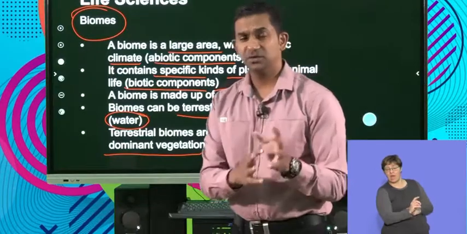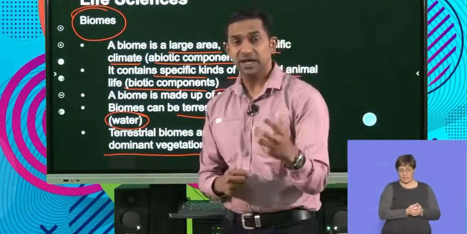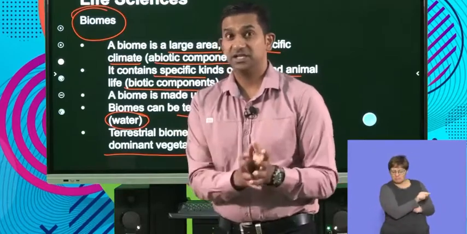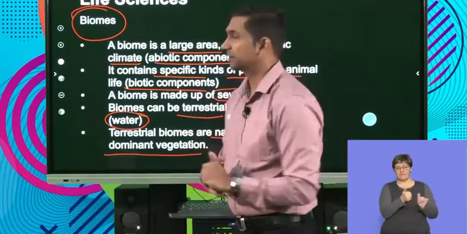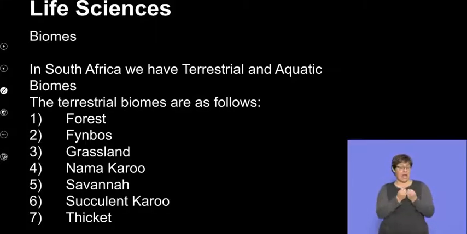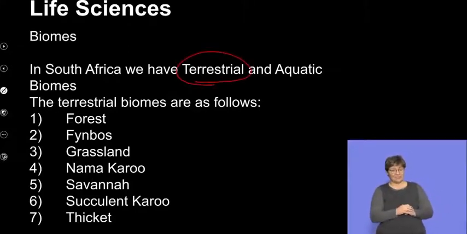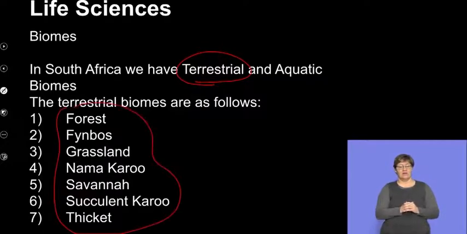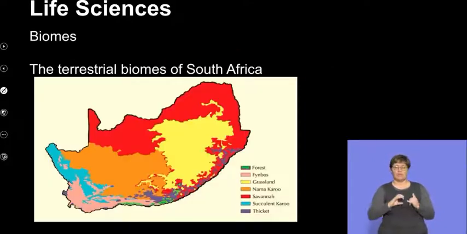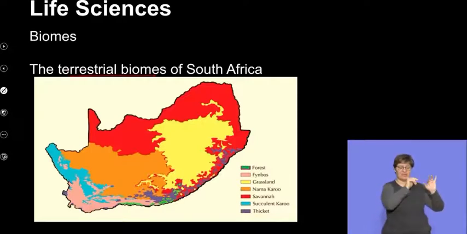So when we unpack our terrestrial biomes, we need to realize that biomes are often characterized by the type of typical vegetation found in that specific area. In the context of South Africa, we have different biomes: the terrestrial biomes are broken up into 7 different areas, and our aquatic biomes are broken up into 3 or 4 different areas. Let's try and unpack what the terrestrial biomes are.